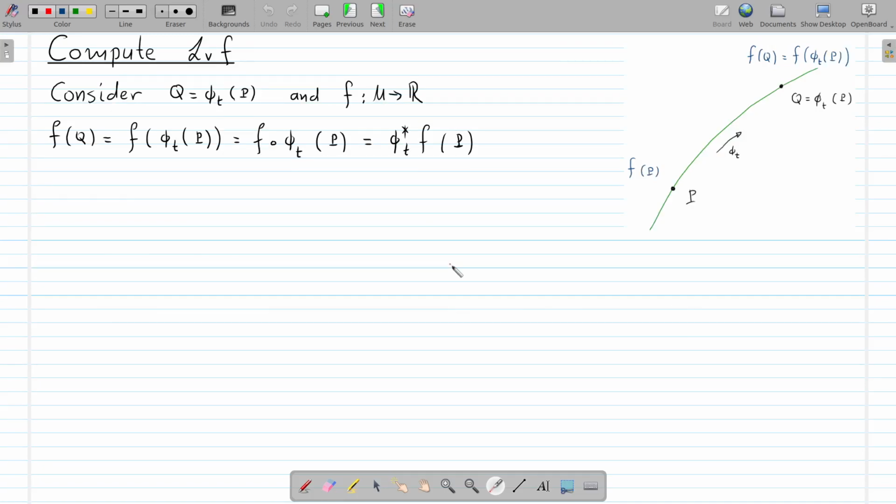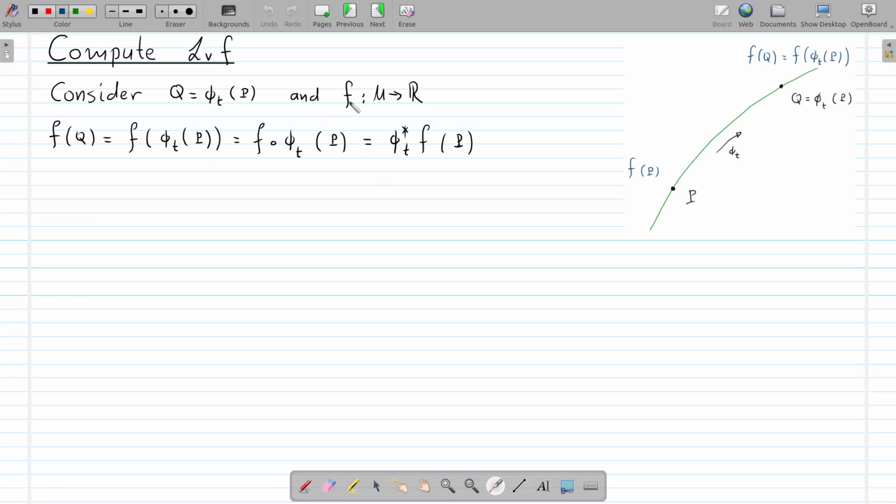Now let's compute the Lie derivative of the function f. So again, we have the vector field v with respect to which we differentiate. It defines the one-parameter family of diffeomorphisms that maps the point P to the point Q. So P is dragged to Q by phi of t.